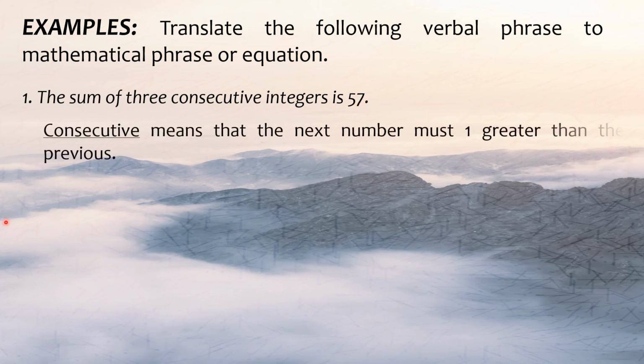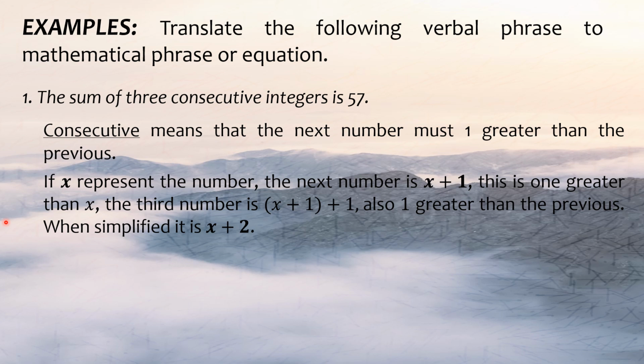So let's have the solution. Consecutive means that the next number must be 1 greater than the previous. So, more than 1, dun sa naunang number, yung kasunod niyang number. If x represents the first number, the next number is x plus 1. Halimbawa, yung x ay 1. So, para maging 2, that is 1 plus 1, which is 1 greater than x. Yung pangatlo namang number is x plus 1 plus 1. Kasi, para maging 3 siya, halimbawa, ang x natin ay 1, so 1 plus 1 plus 1 is 3.